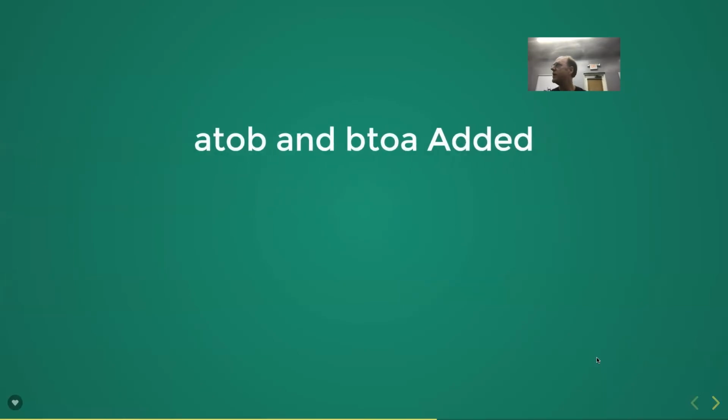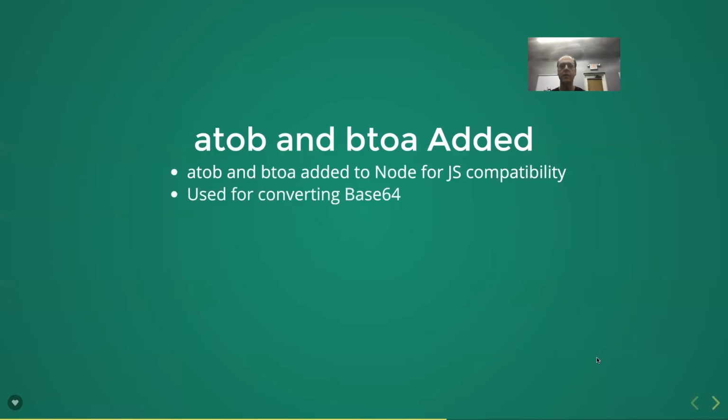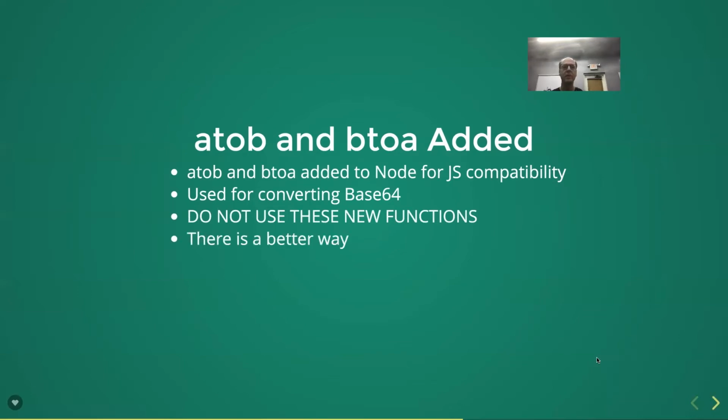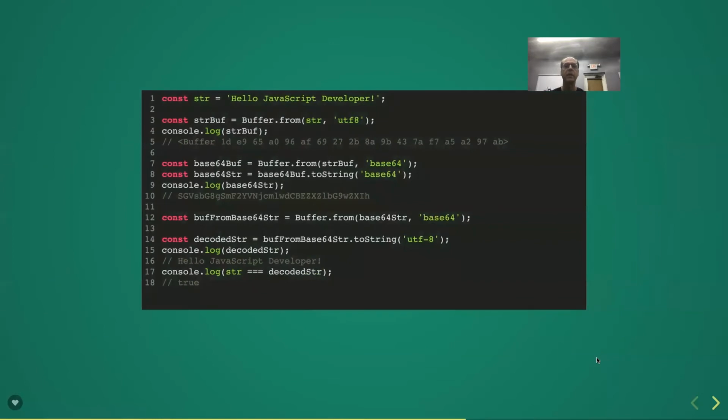They've also added atob and btoa functions, and that was mainly done to support compatibility with JavaScript from the browser. This is used for converting base64 data into something that Node can understand and vice versa. Don't use these functions. They were added mainly as a compatibility feature. There's a better way of doing this, and I'm going to show the better way.